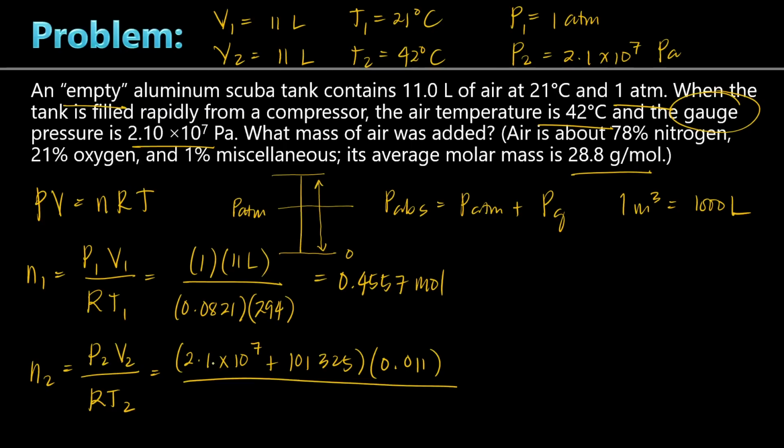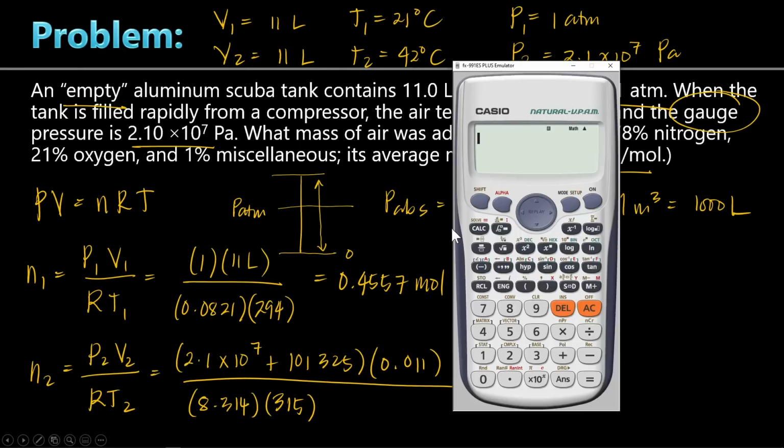Tapos, i-divide natin yan ng R times T2. Of course, R must be in SI, 8.314. Diba? And then, T2. Ang final temperature natin is 42 degrees Celsius. Pag kinonvert natin yan sa Kelvin, edi 42 plus 273, that's 315 kelvins. Okay? May makukumpita tayo ngayon ditong N2. So, using a calculator, compute natin yan.